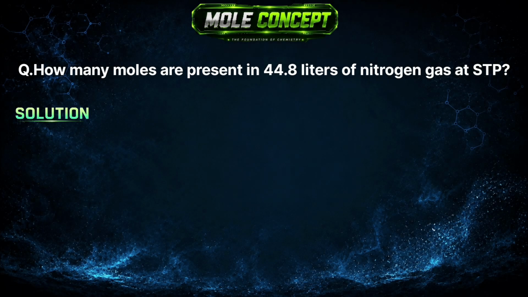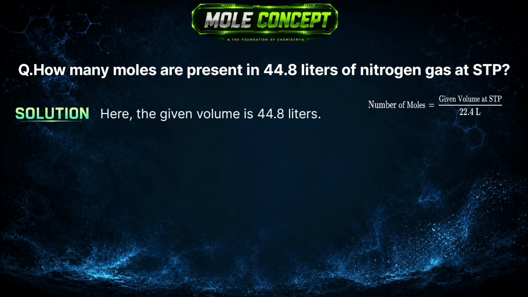Question 2. How many moles are present in 44.8 liters of nitrogen gas at STP? Again, we need to find the number of moles. Since the volume of a gas is given at STP, we use the same formula. Number of moles equals given volume at STP divided by 22.4 liters. Here the given volume is 44.8 liters.